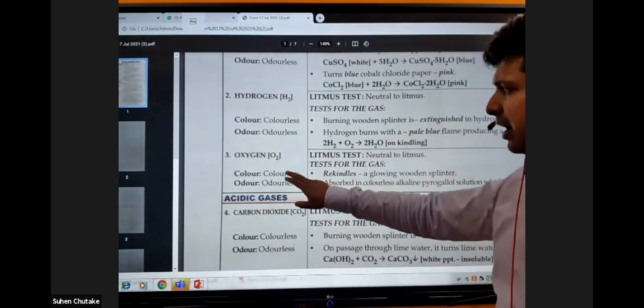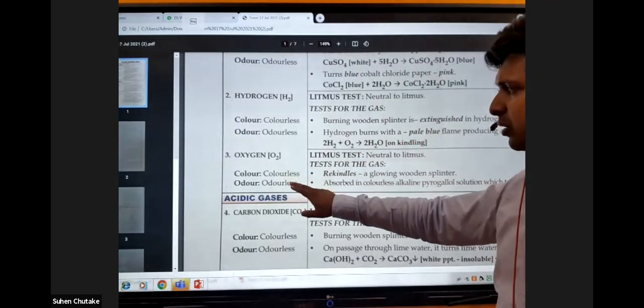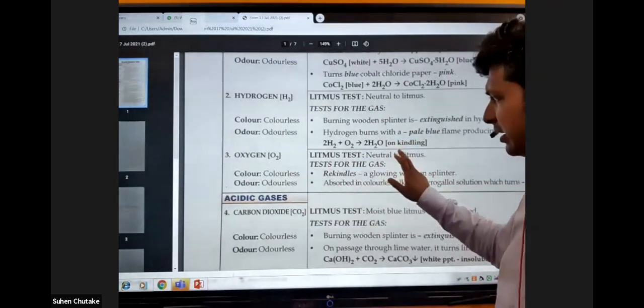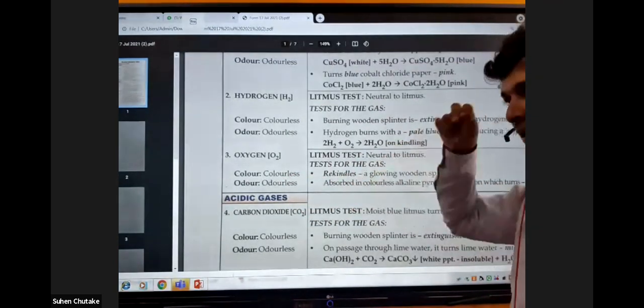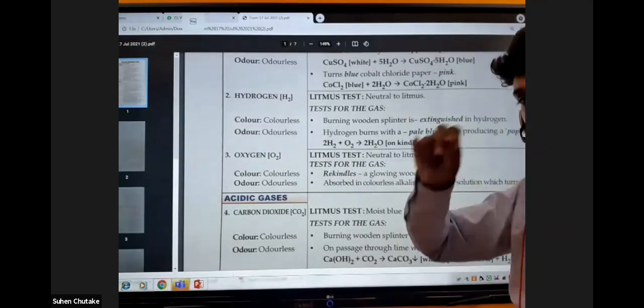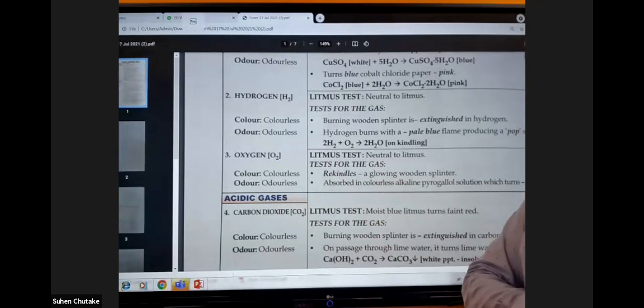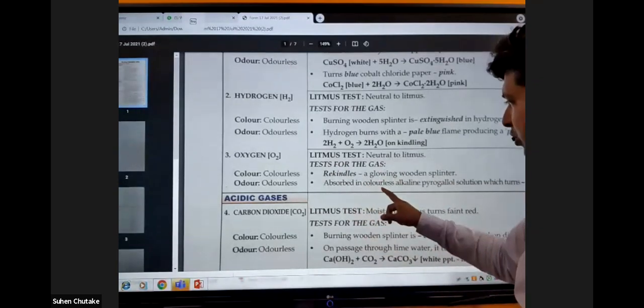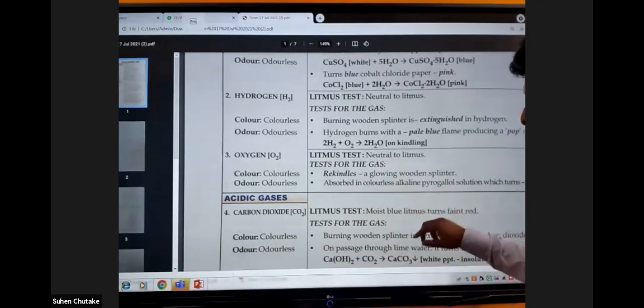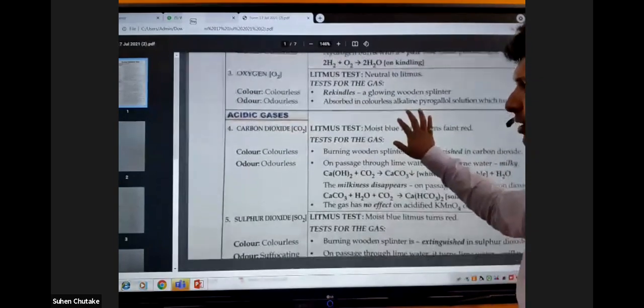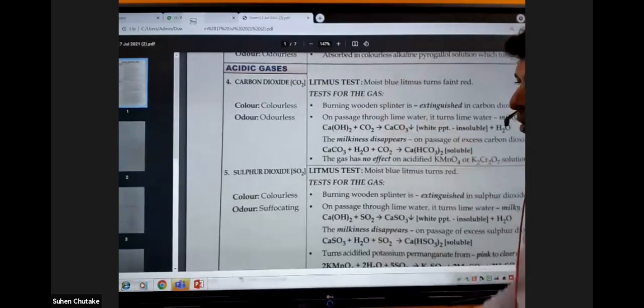In an atmosphere of hydrogen. Then oxygen: it's a supporter of combustion, colorless, odorless, again neutral to litmus. It rekindles a glowing splinter. Put the agarbatti in, and it will burst into flames in an oxygen environment. Then it is absorbed in colorless alkaline pyrogallol. Pyrogallol absorbs your oxygen.